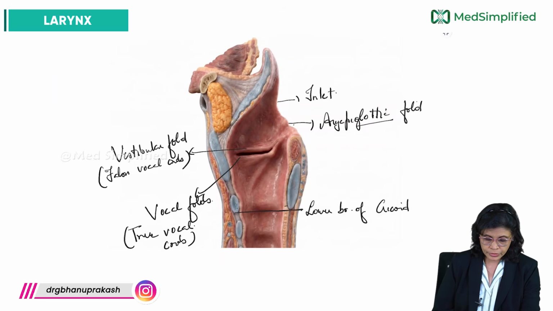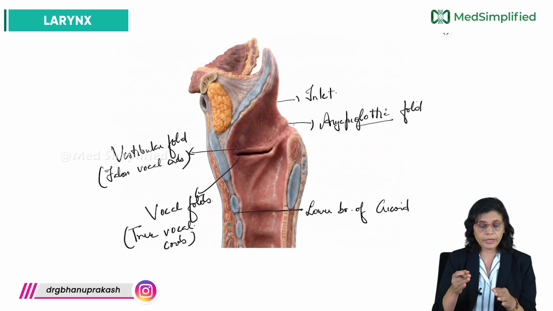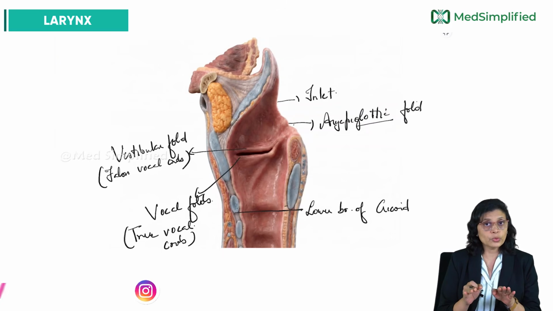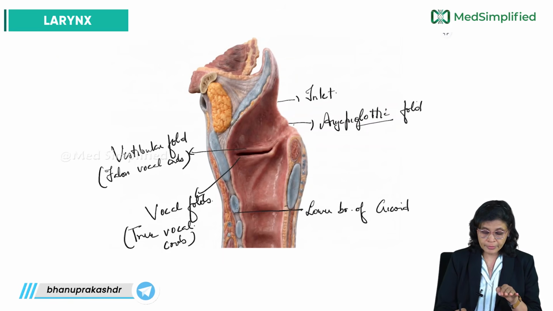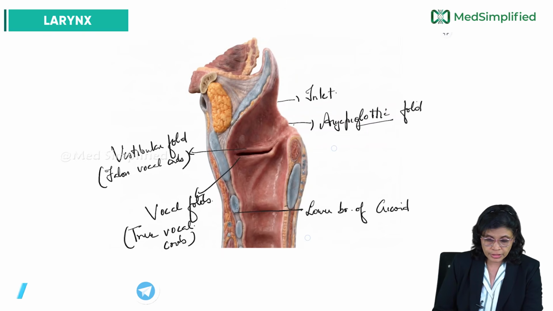Now we have to imagine, we are seeing one side, the vestibular fold and the vocal fold. The space between the two vestibular folds, the right and the left, we call the rima vestibuli. And the space between the two vocal folds we call the rima glottidis. These two terms you have to understand.